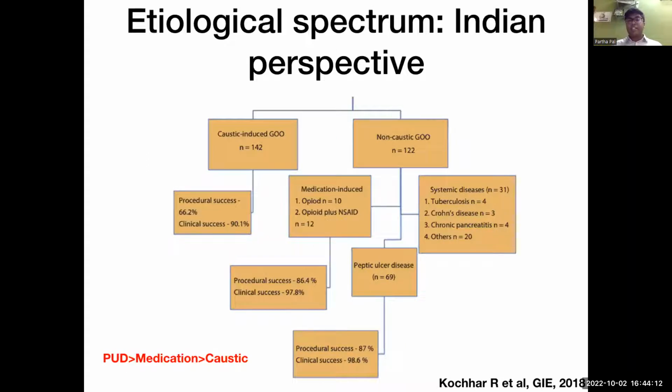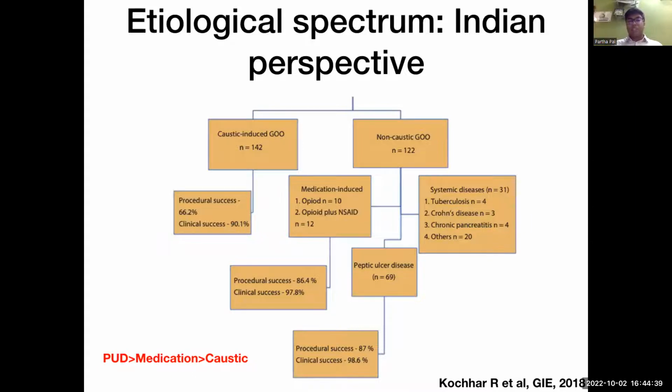So as you can see, this is an Indian perspective. This is the largest data from India, published from PGI Chandigarh, and this is the latest, there were three publications from this center, and in this one there were 264 patients. As you can see, the most common cause was peptic, followed by caustic, followed by medication induced, followed by different systemic diseases like tuberculosis and Crohn's disease.